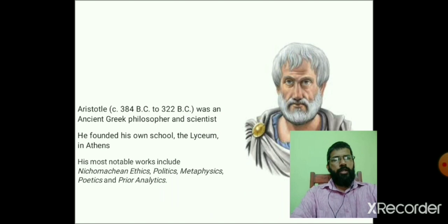Let's begin by looking at the life of Aristotle. Aristotle was born in 384 and lived till 322 BC. He was an ancient Greek philosopher and scientist. He founded his own school and he named it Lyceum, and he spent most of his time teaching in his school Lyceum. Some of his most notable works include Nicomachean Ethics, Politics, Metaphysics, Poetics, which is extremely important, especially for our study today, and Prior Analytics.